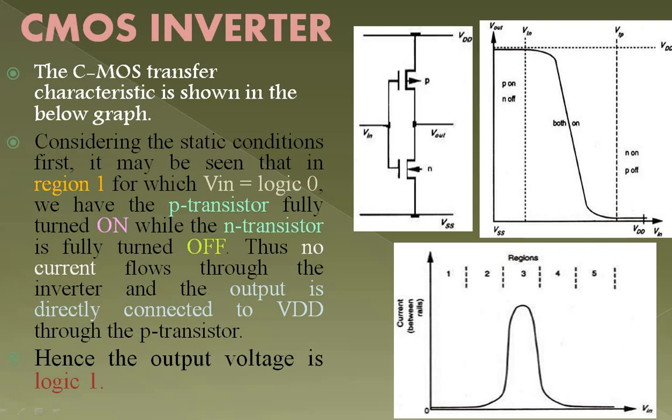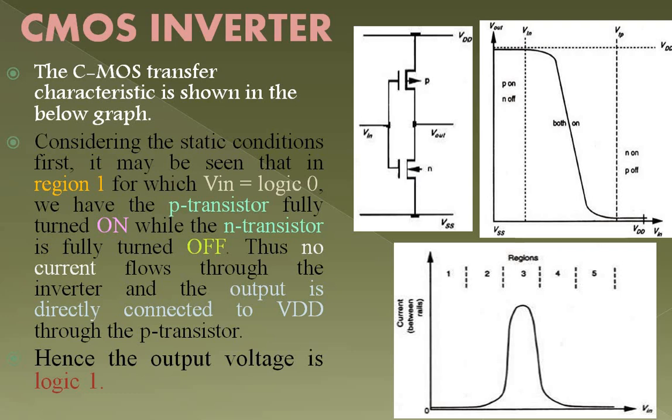First, I'm looking at the CMOS inverter characteristics, which have 5 different regions of operation. We'll see them one by one. In the first region, when Vin is equal to 0, I'm giving logic 0. When Vin is logic 0, the P transistor is fully turned on, while your NMOS transistor will be off, because these both have opposite characteristics. When P is on, N will be off. Why do we say that? It acts as a switch.